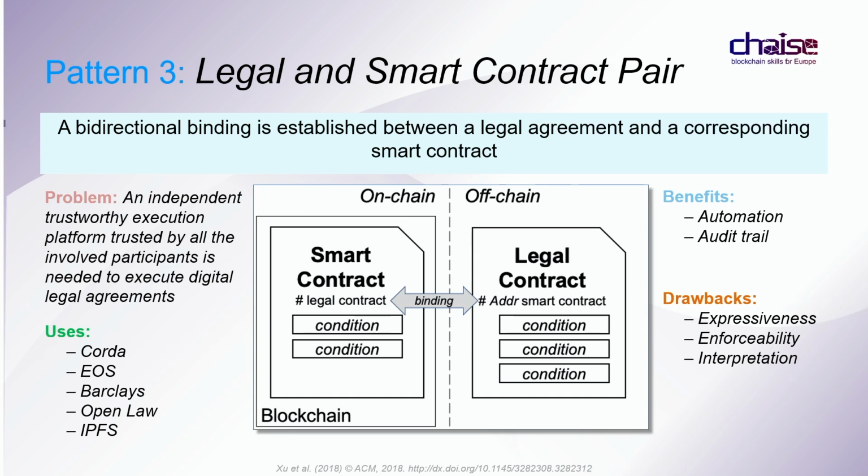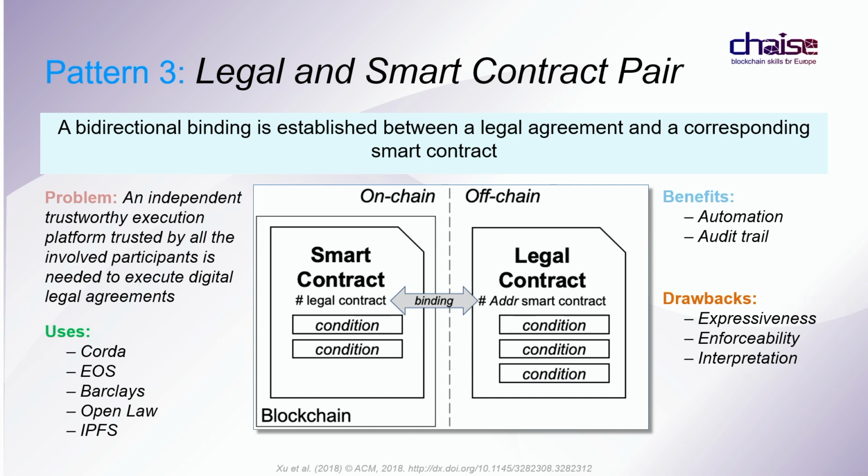Drawbacks: expressiveness. Smart contracts are written in programming languages. These programming languages might not be able to express all contractual terms or regulatory compliance conditions. Enforceability. If a public blockchain is used, there is no central administering authority to decide or dispute or to enforce court judgments.